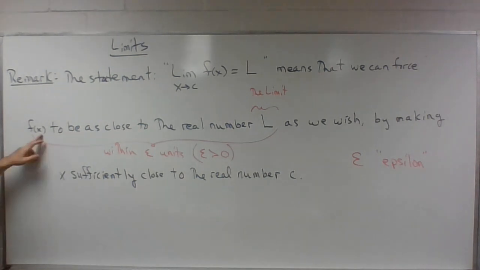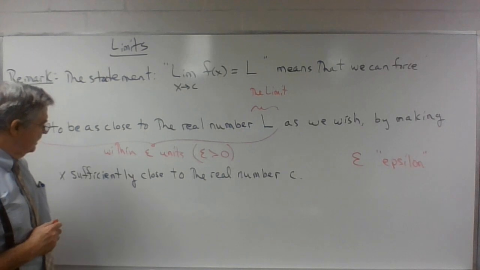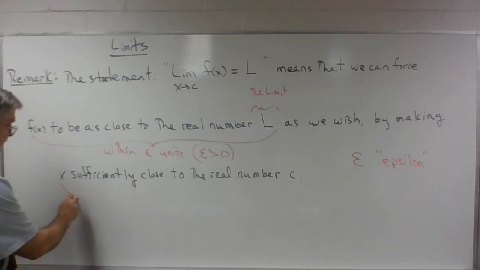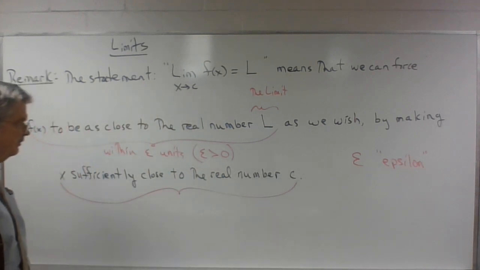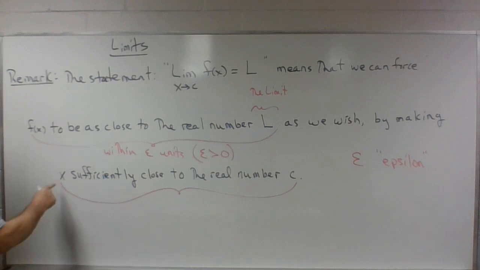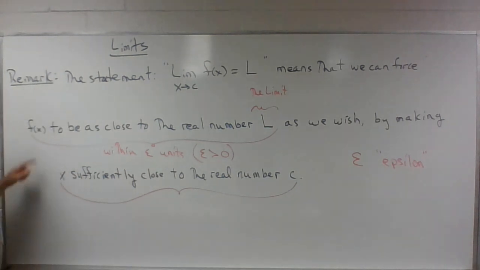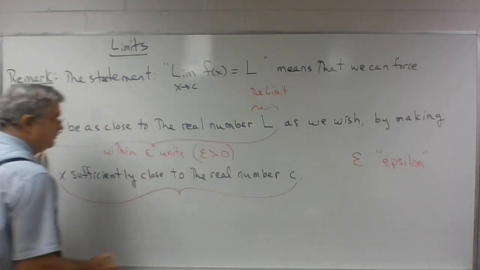And we can make f of x and L as close as we want together by making x sufficiently close to the number c. Well, how close is close enough? How close does x have to be to the real number c in order for f of x to be within epsilon units of L?